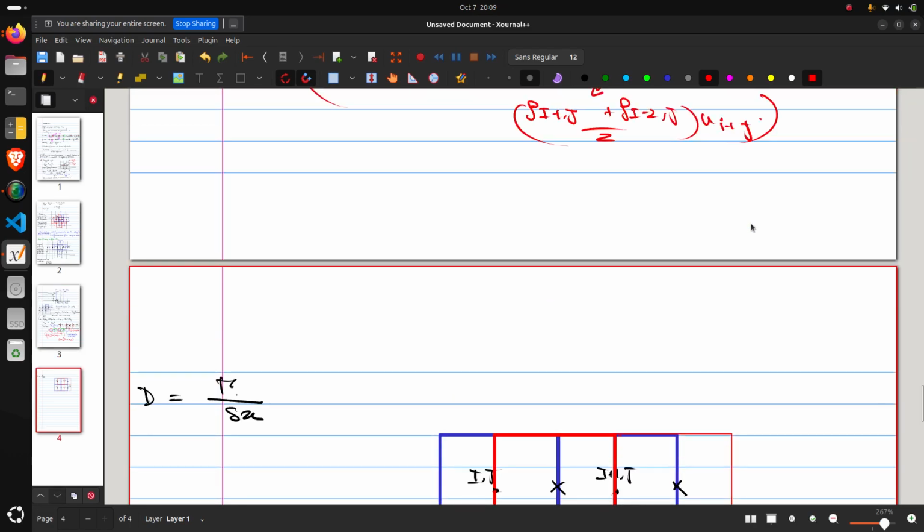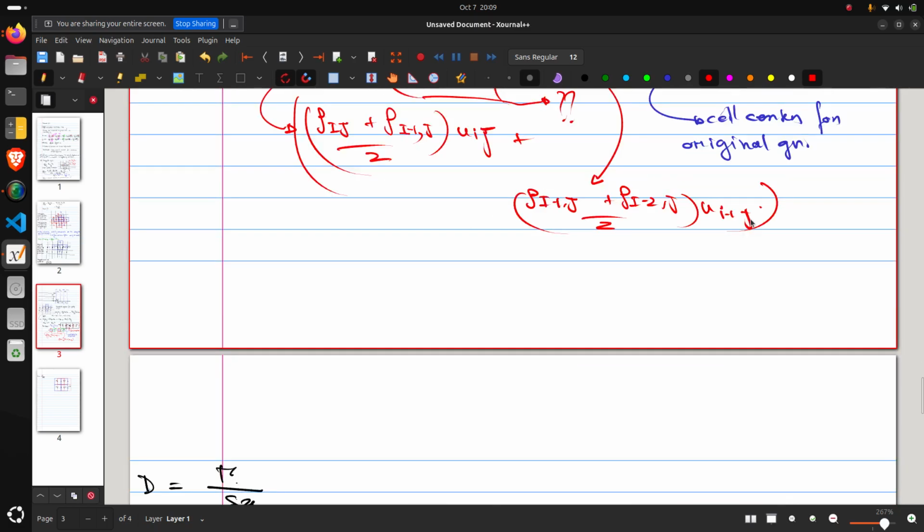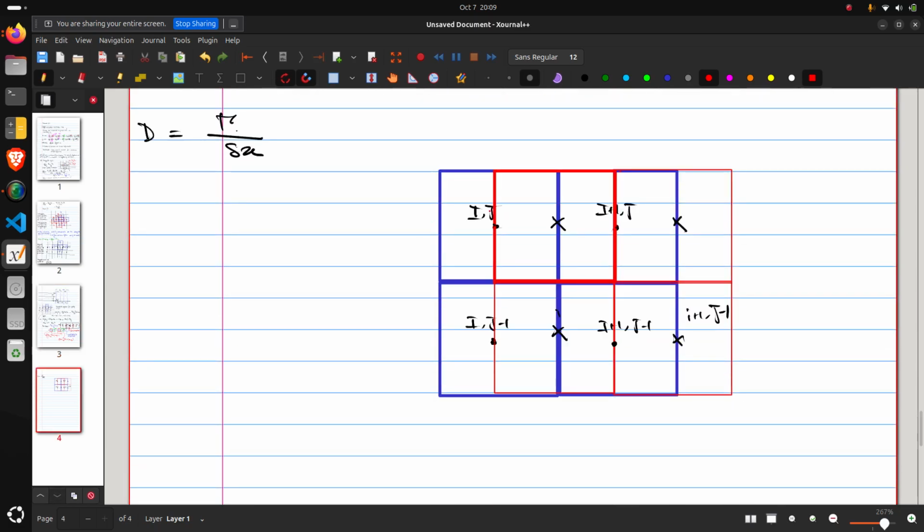For example, if I plus 1... okay, just give me 30 more seconds. I'll just redo the indices. It will make our life simpler.